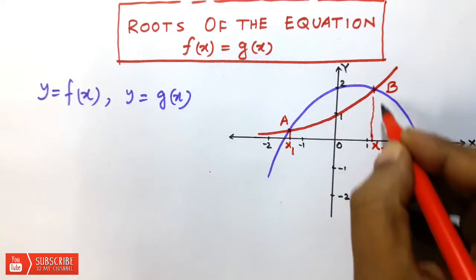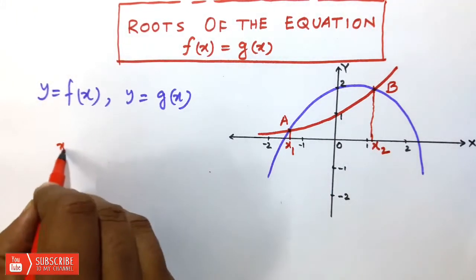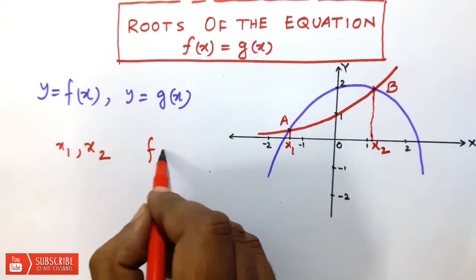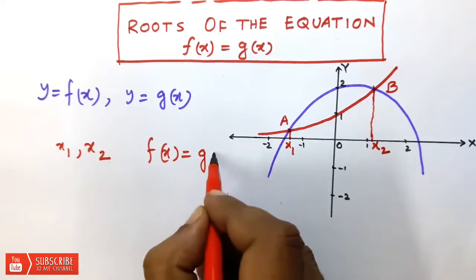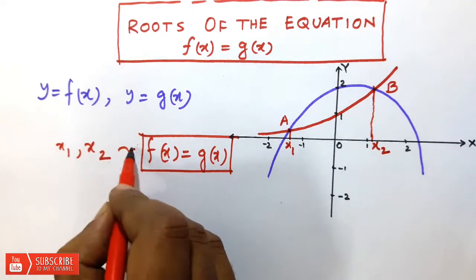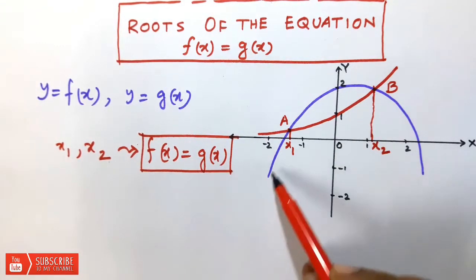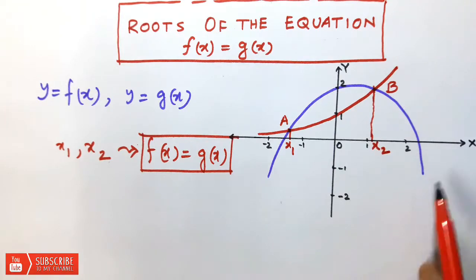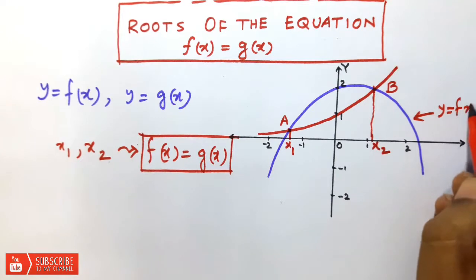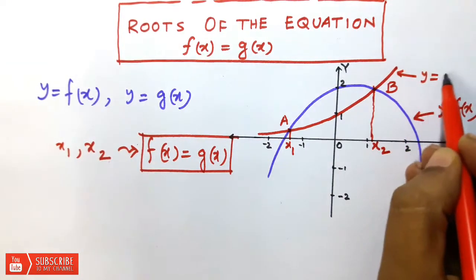So these two points, x1 and x2, are the roots of the equation f(x) = g(x). This is very important. I again repeat: this one is the first curve, y = f(x). The second curve is y = g(x).